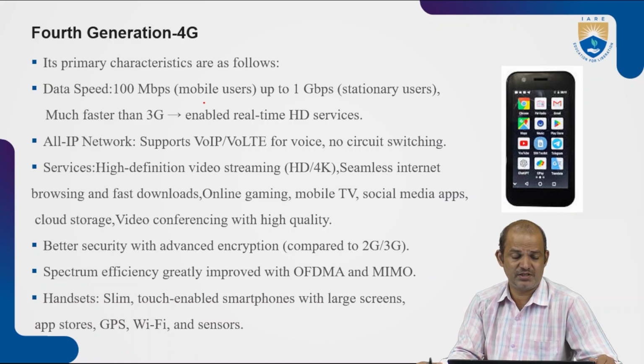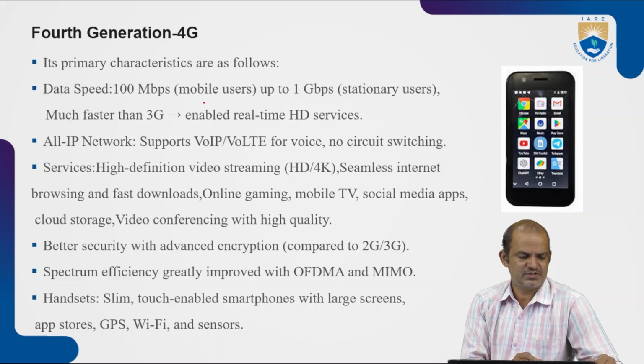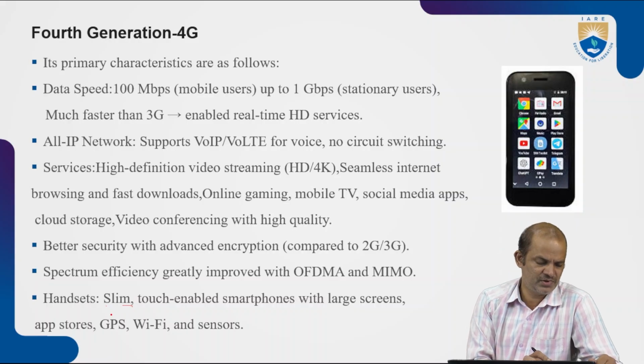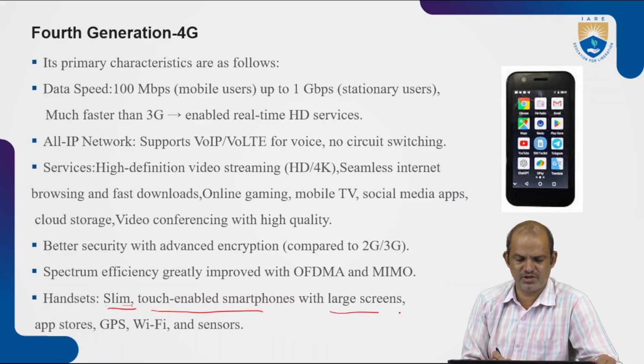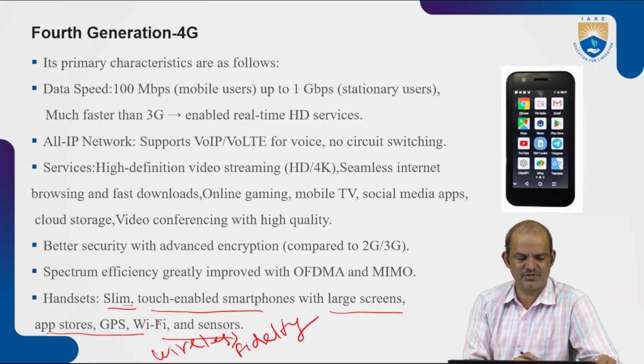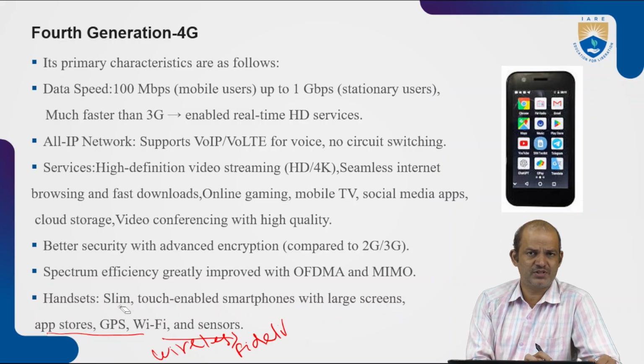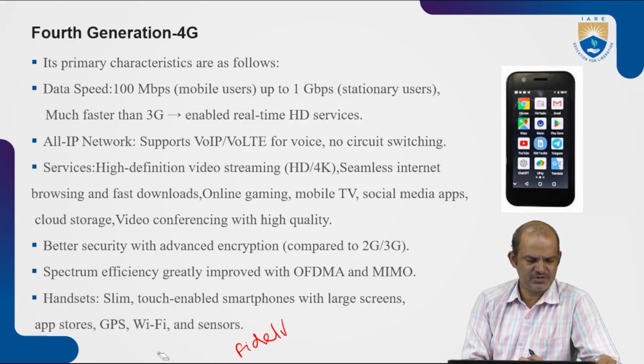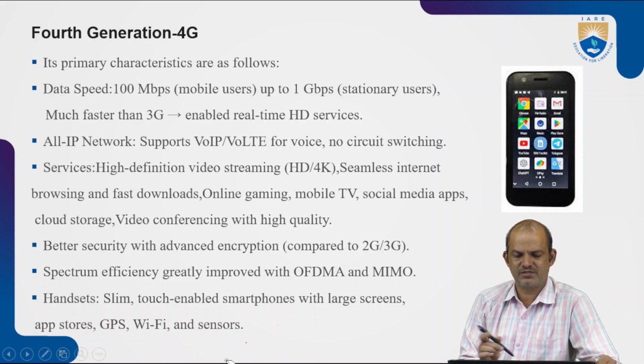Spectrum efficiency is greatly improved with OFDM and MIMO technologies. The handsets are slim, touch-enabled smartphones with larger screens, GPS, and Wi-Fi. Wi-Fi stands for wireless fidelity, and GPS is the Global Positioning System. 4G mobile phones are slim, and GPS, wireless fidelity, and sensors are there in 4G mobile phones.